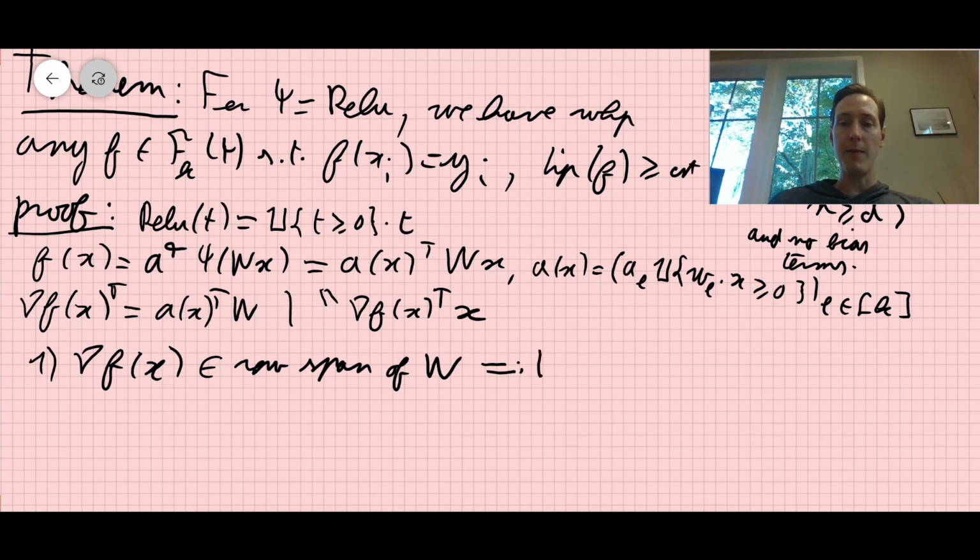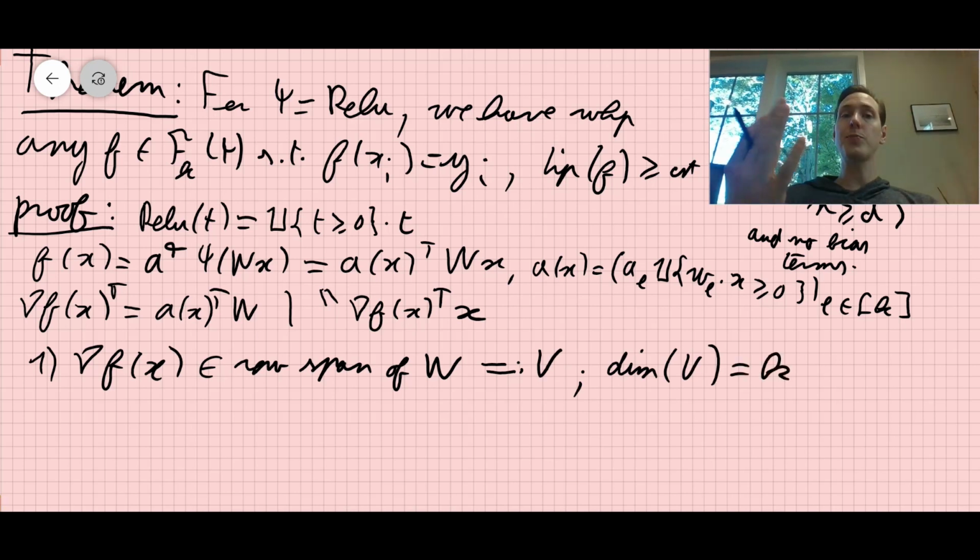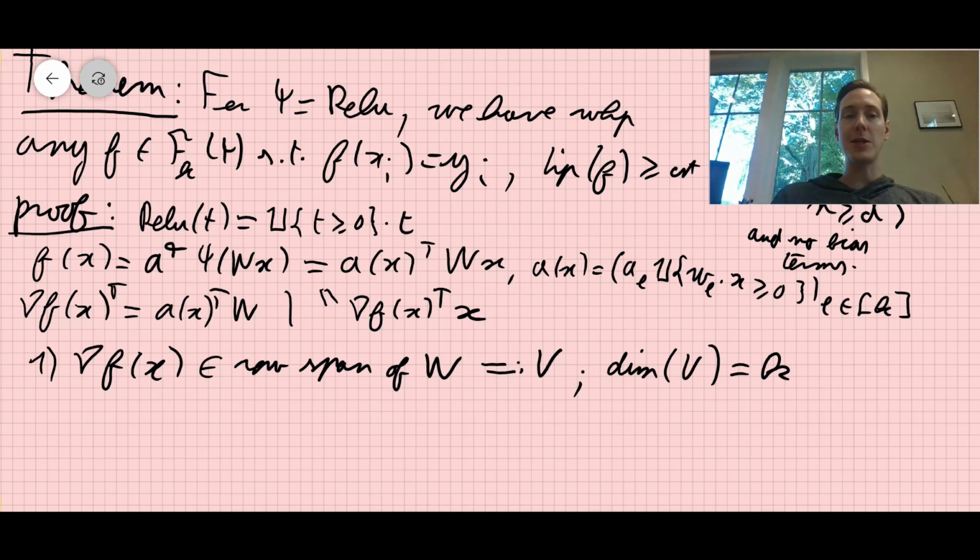So the row span of W, let's call it V, this vector space, and the dimension of V is K, because we have only K neurons. Again, the whole point of the proof is going to be to exploit that we are in the undercomplete regime, that we don't span the whole space. So the gradient lives in this K-dimensional subspace.